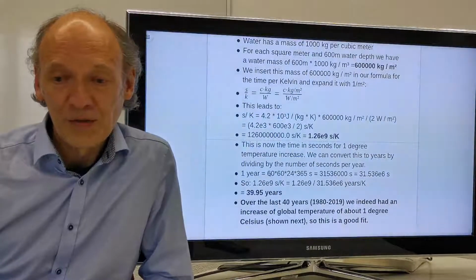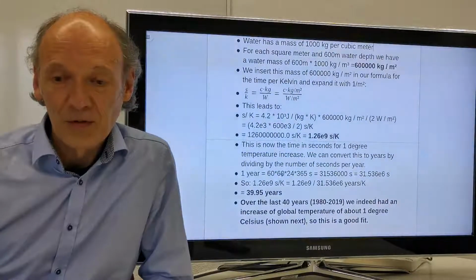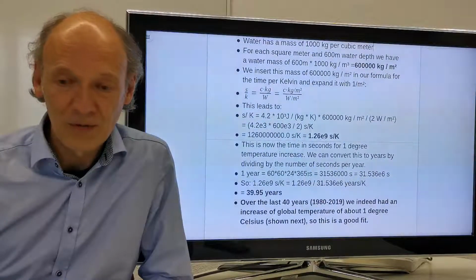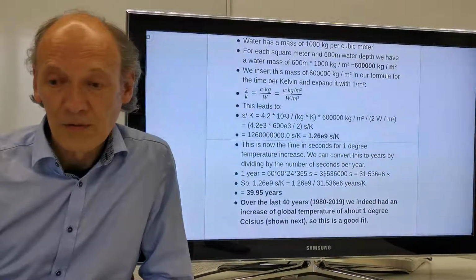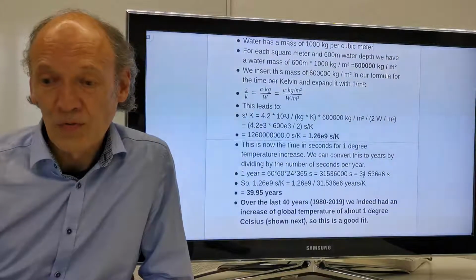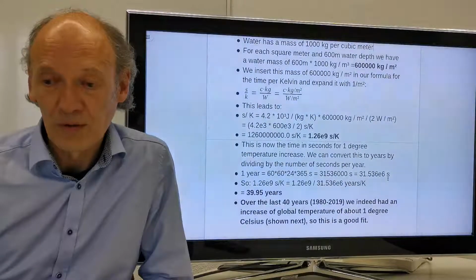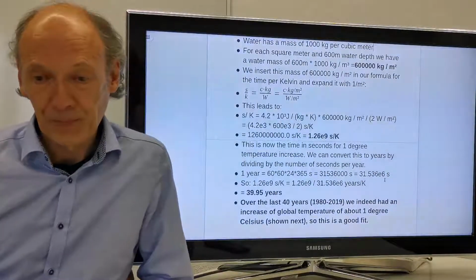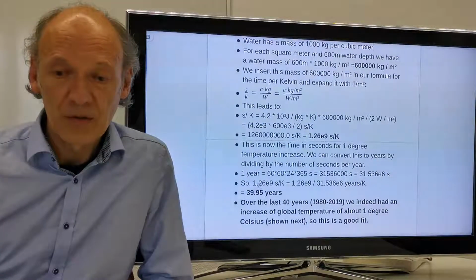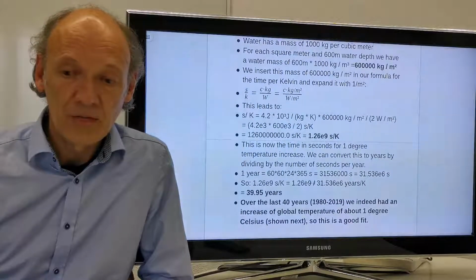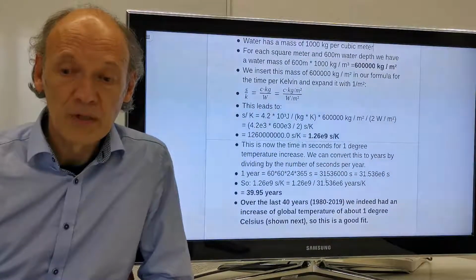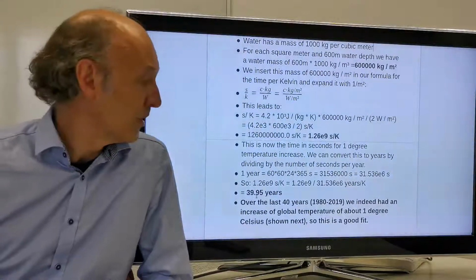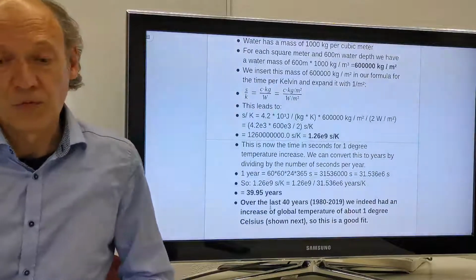So 1 year has 60 seconds times 60 minutes times 24 hours times 365 days, roughly. And that's 31.53 times 10 to the 6 seconds. So that's 31 million seconds. So now we just take our result and divide it by 31 million to get the time in years. And the result here is 39.95 years. So we round it up to 40.